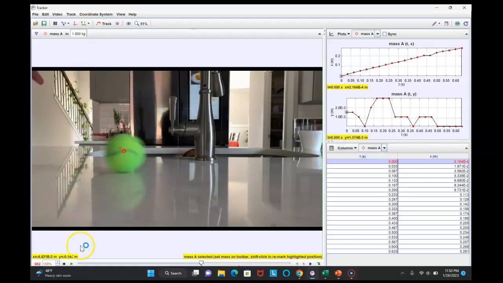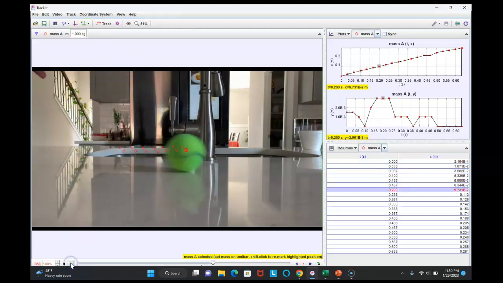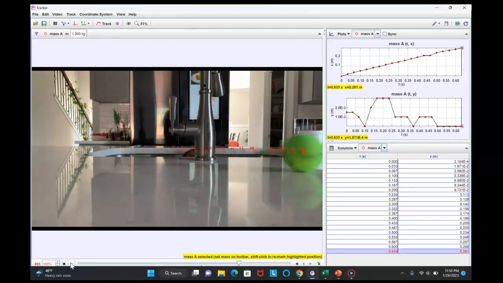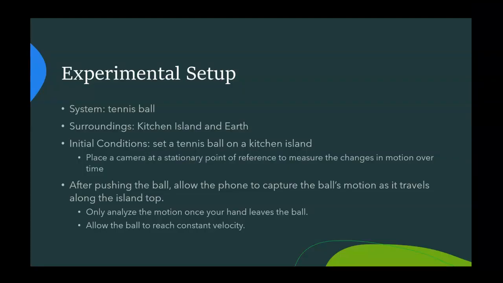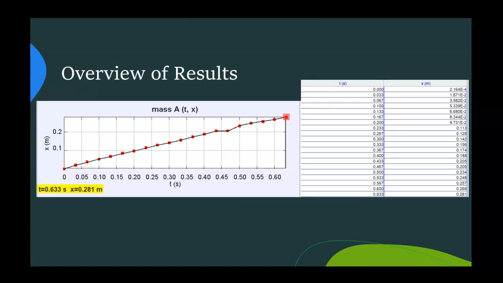As you can see, this was our overall setup. We chose to study our data of the tennis ball by rolling it on a kitchen island. As shown in our observed data, the constant velocity led the object to change its position by a discrete amount over time intervals. In this experiment, we chose to monitor data over every 0.033 seconds. Other than the discrepancy we observe at 0.45 seconds, our data followed a clear linear trend.